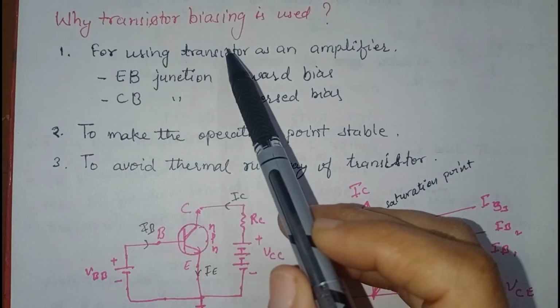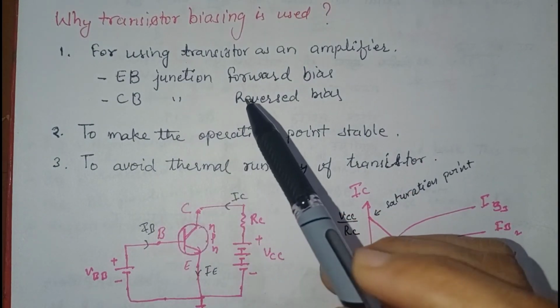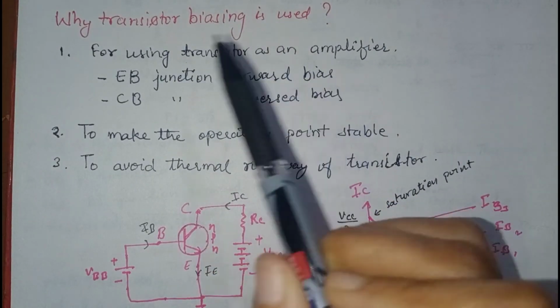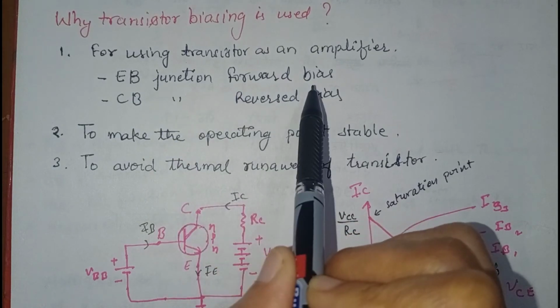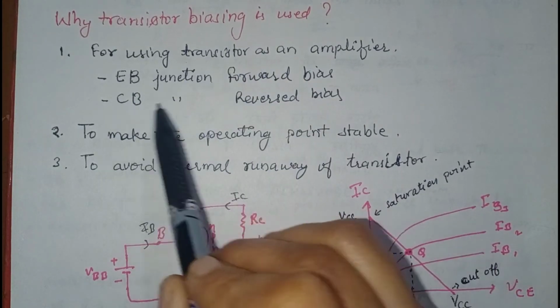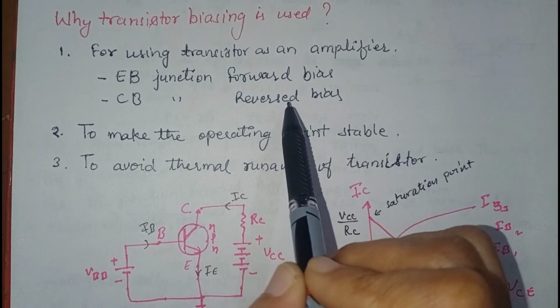Now, why should the transistor be biased? There are the following three reasons to bias the transistor. First, when we use the transistor as an amplifier, the emitter base junction must be forward biased and the collector base junction must be reverse biased. To maintain these junctions forward and reverse biased, transistor biasing is needed.